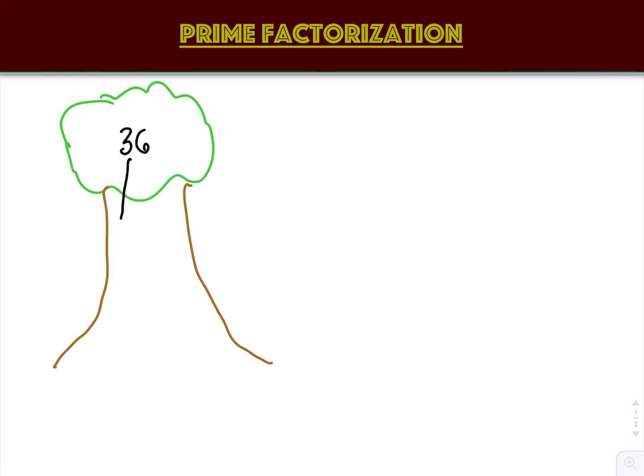So we can actually start with any two numbers. So let's say, for example, 6 and 6. 36 is actually a perfect square, meaning that a number times itself equals that number. So 6 times itself equals 36. We can break that down into 3 and 2, and again 3 and 2. So at its root, we say 3 times 3 times 2 times 2.